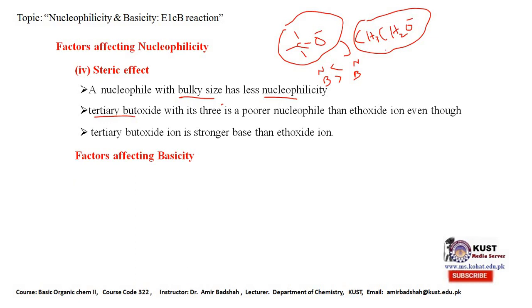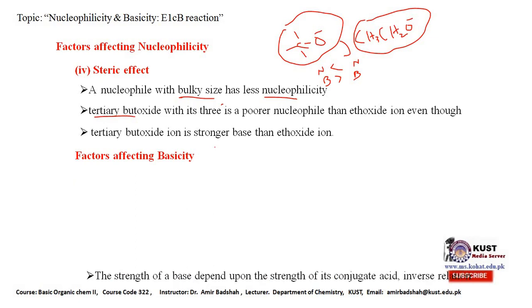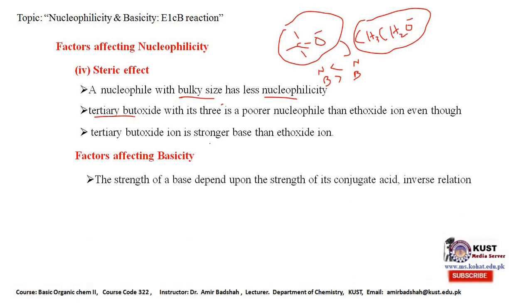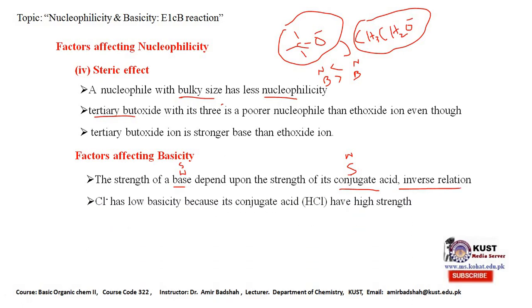The next topic is the factors which affect basicity. Actually, the strength of a base depends upon the strength of its conjugate base. If the conjugate base is stronger, then the base will be weak. If the conjugate base is weak, then the base will be stronger. It means there is an inverse relationship between them.